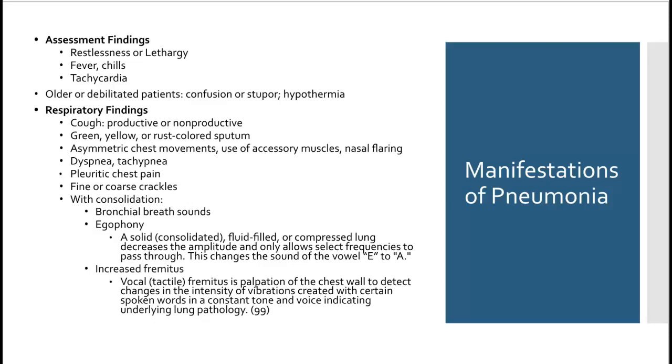Another symptom that you could see with consolidation is increased fremitus. And fremitus is when you're palpating the chest wall to detect changes in the intensity of vibration with certain spoken words. And so when they're saying it in the same tone and same voice, and then you're going to feel more fremitus at certain parts, that's going to also indicate that there's consolidation and a sign of pneumonia.